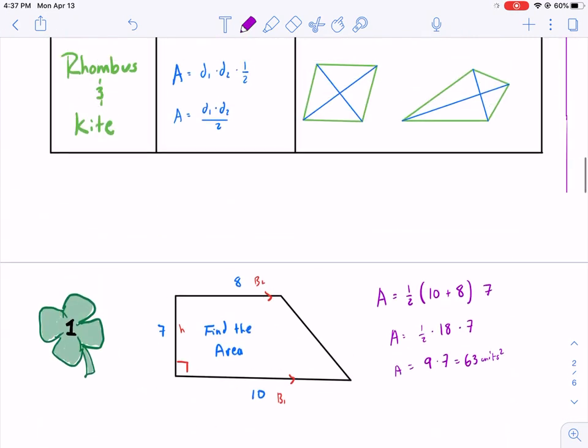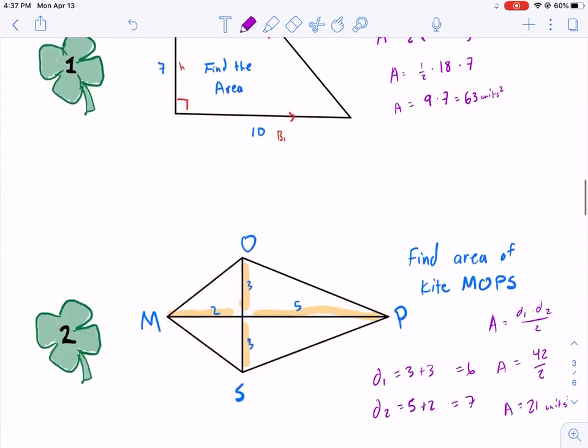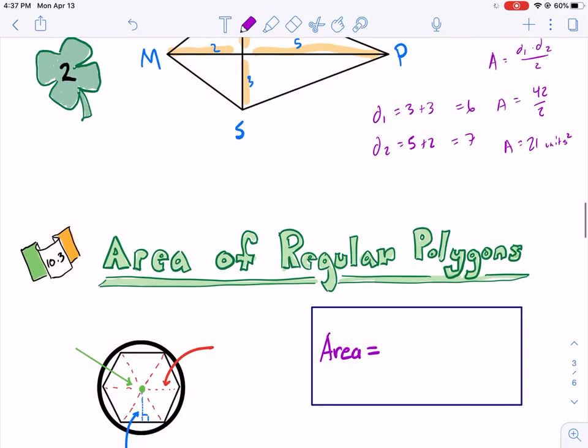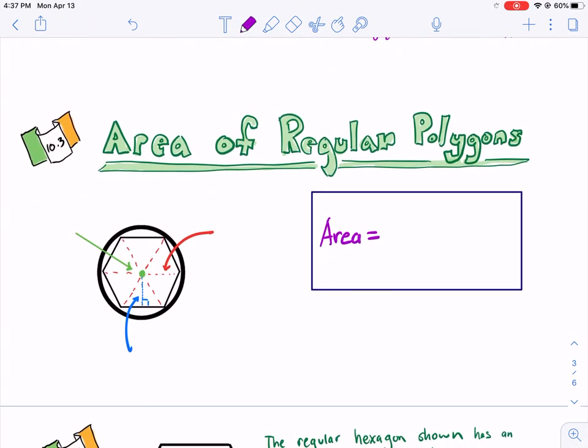Two really basic examples for the trapezoid and the kite. So nothing too much to report there. But stay tuned next time when we take on section 10.3, the area of regular polygons.